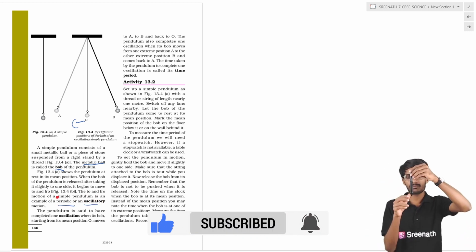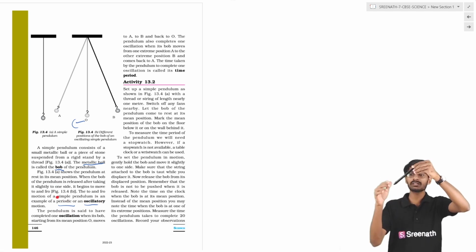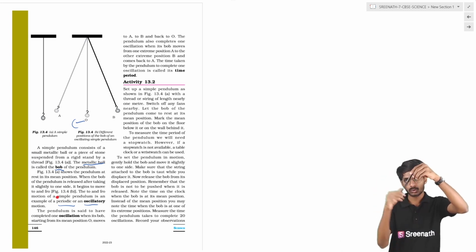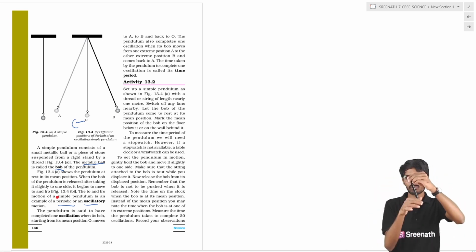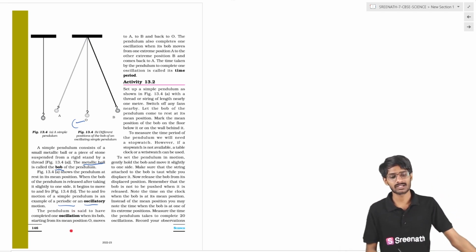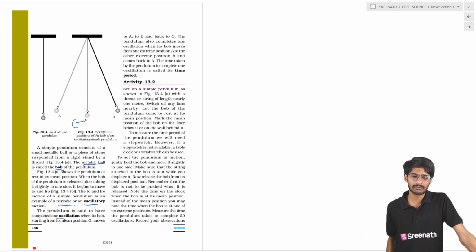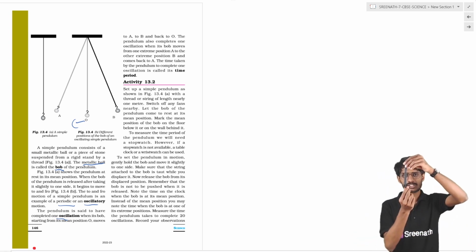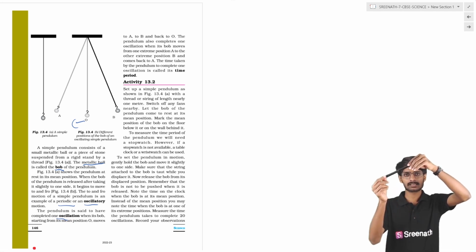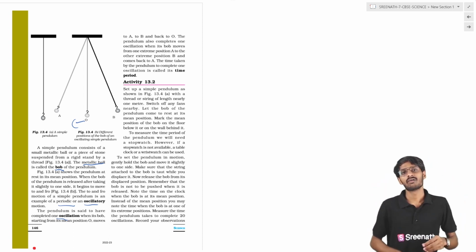From here it is going to that point, and from that point it is coming back, to and fro. The to and fro motion is called periodic motion or oscillatory motion, students. The pendulum is said to have completed one oscillation when it starts at this point, moves, and comes back to this point.